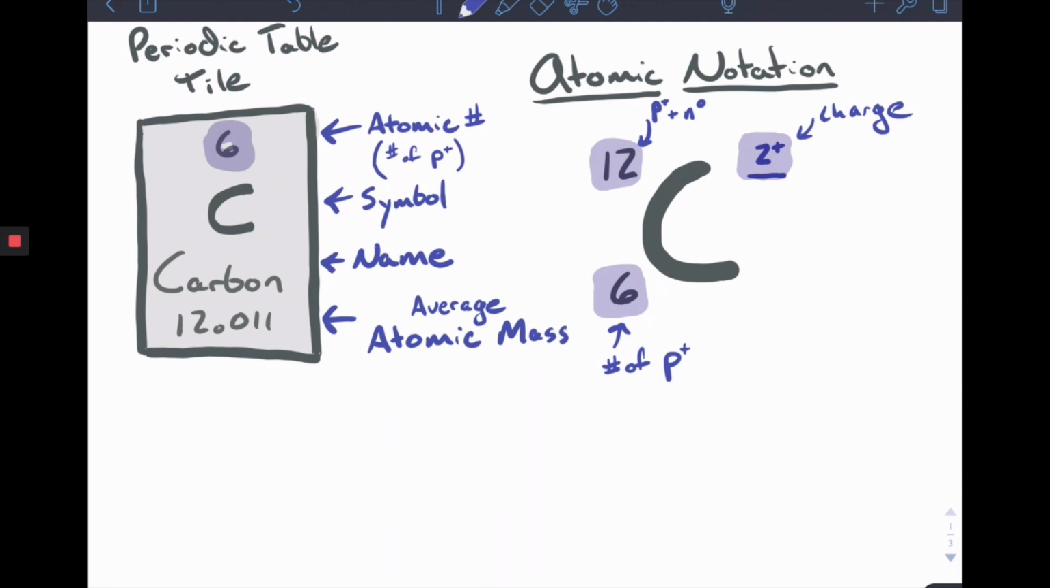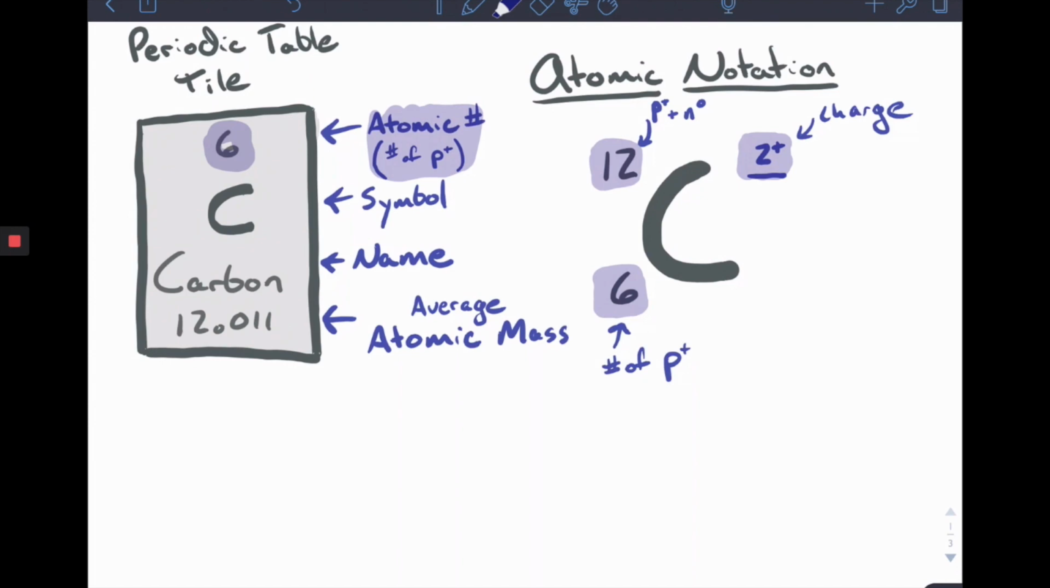Okay, great. But how does this actually help us calculate the number of protons, neutrons, and electrons for any atom? Because that's what this video is supposed to be about. It turns out for protons and electrons, it's quite simple. You just look at the atomic number. The atomic number, once again, tells you the number of protons, and you can get that from the periodic table or from the atomic notation down in the lower left.